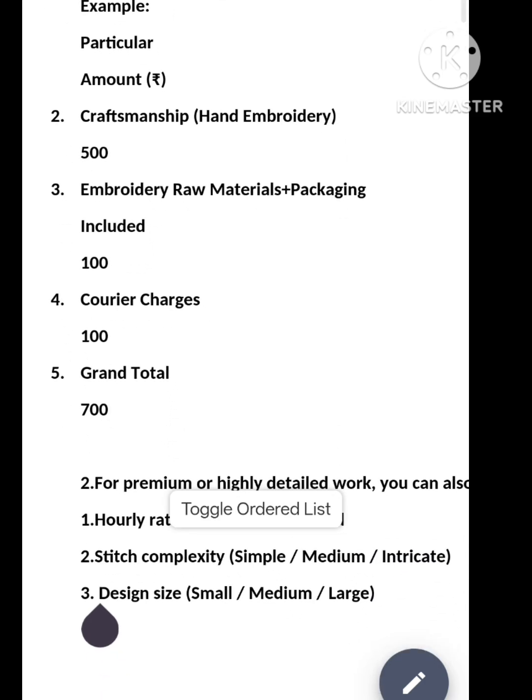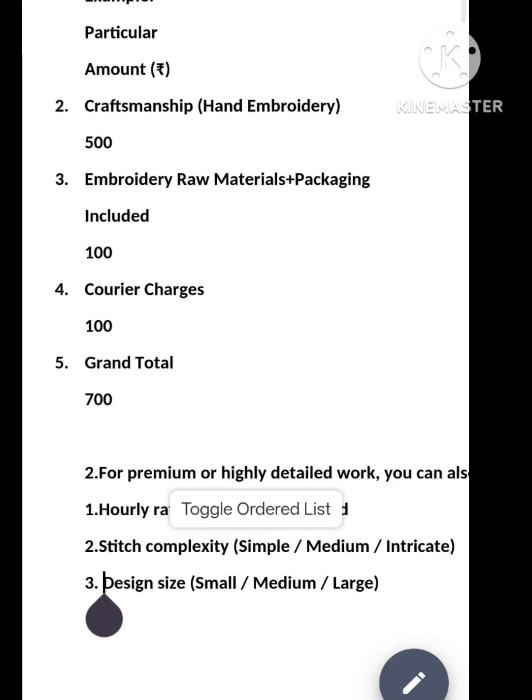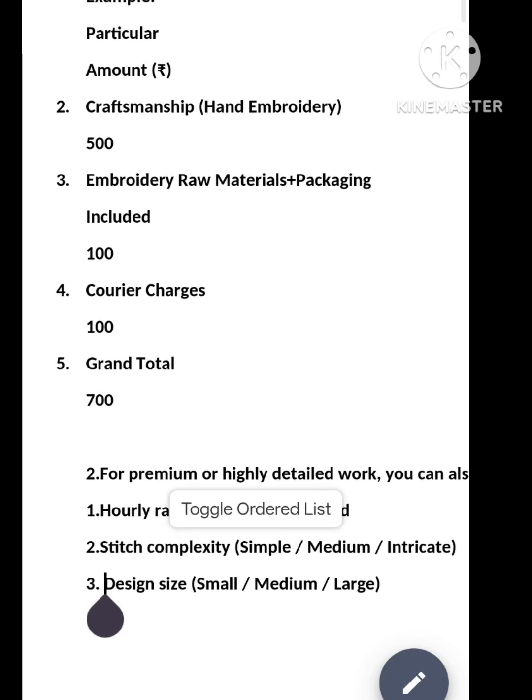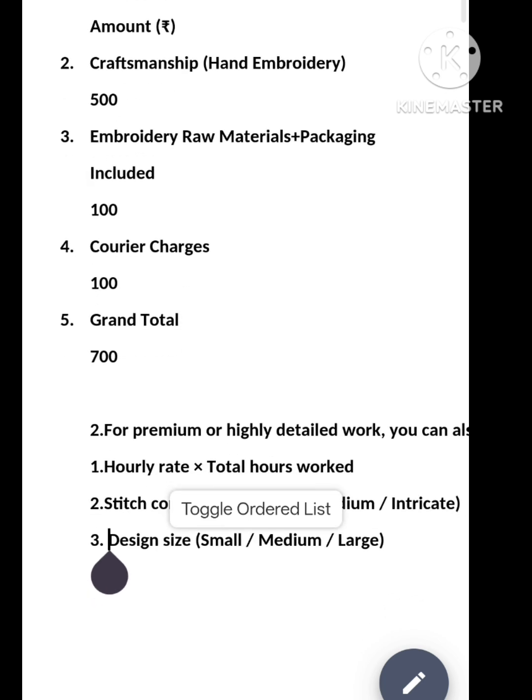So the heading is example with a particular amount. For craftsmanship, for example, we have charged only 500, depending on the design. If the design is very small, we will charge 500, for example. Then embroidery raw materials plus packaging. Since I said that if it is an outstation order, you have to courier it. So when you are doing a speed post, you have to package the embroidered material yourself. So the packaging cost you have to charge the customer, plus raw material, that is the thread, frame, etc.